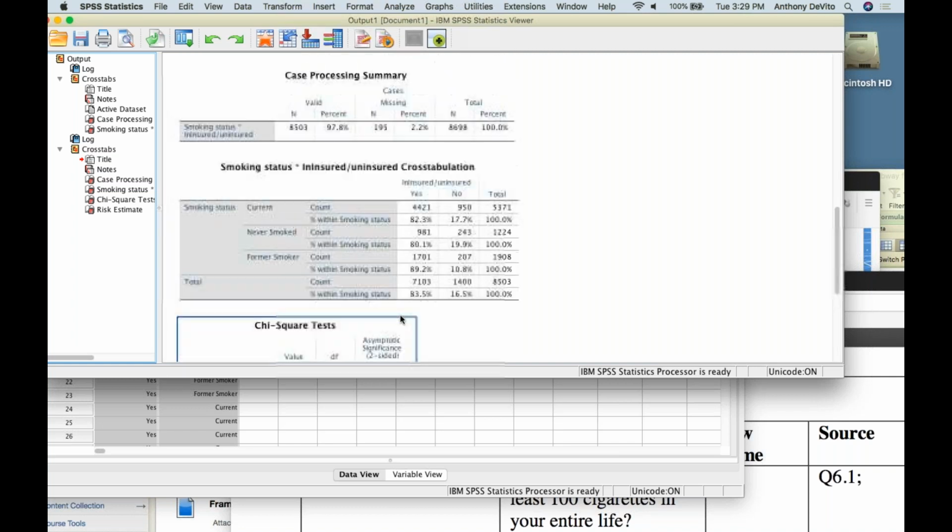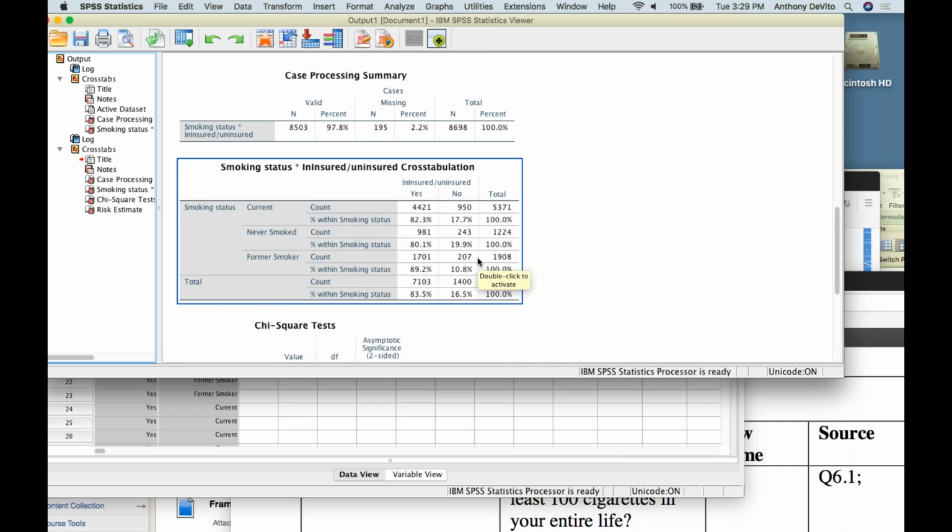So with no empty cells. So this is a 3x2 table. You can't do odds ratio. Remember, odds ratio is this divided by this over this divided by this. So since there's extra data there, it can't do it. How might you get around that?